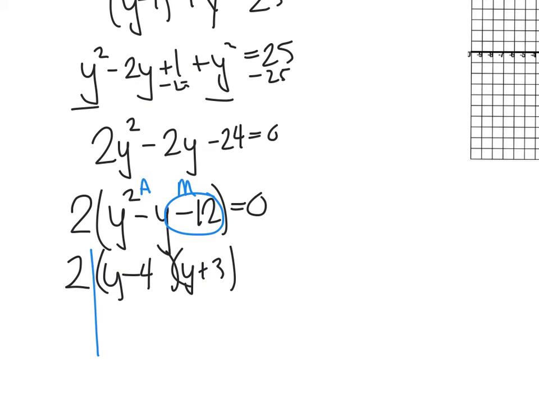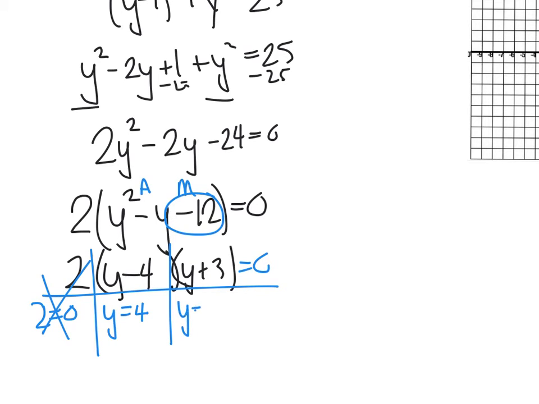And if I tee that up now, does 2 equals 0 make any sense? Well, of course not, so that gets rejected. Here I get y equals 4 and y equals negative 3. Now I did obviously a step in my head. I hope you can follow me there.